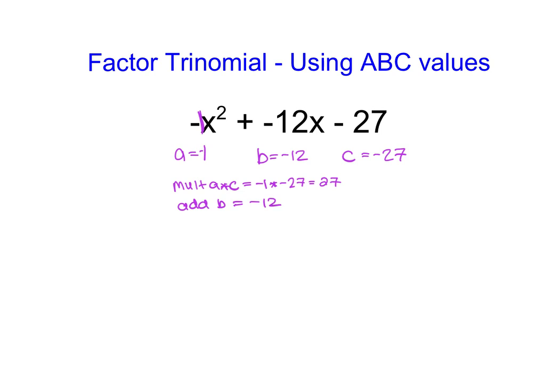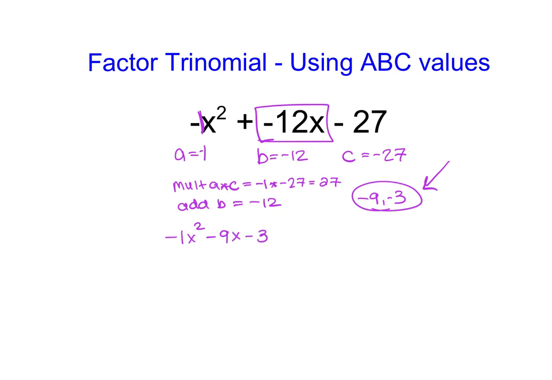So if I start thinking through the factors of 27, what I find is that the two numbers that multiply to 27 but add to negative 12 are negative 9 and negative 3. Those two numbers when multiplied give me a positive, but when added give me a negative. So what I'm going to do here is rewrite this middle term using these two magic values of negative 9 and negative 3. So we have negative 1x squared minus 9x minus 3x minus 27.